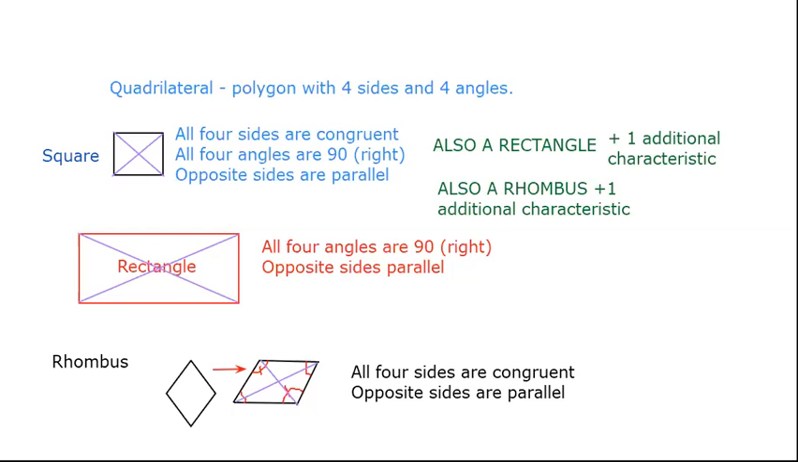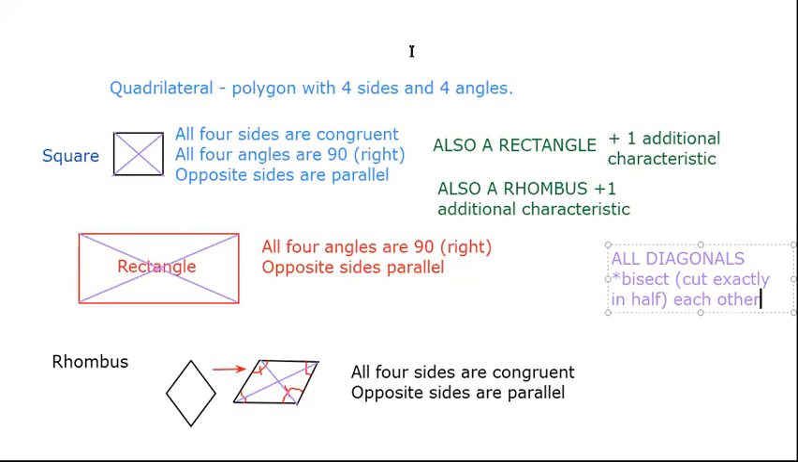All diagonals of all parallelograms bisect each other. This is a common theme to all diagonals. Even the shapes we're about to talk about, which aren't square, rectangle, and rhombus, all diagonals will bisect. That means cut exactly in half each other. No matter what parallelogram you're looking at, the diagonals will cut exactly in half. Now, why are we talking about parallelograms?